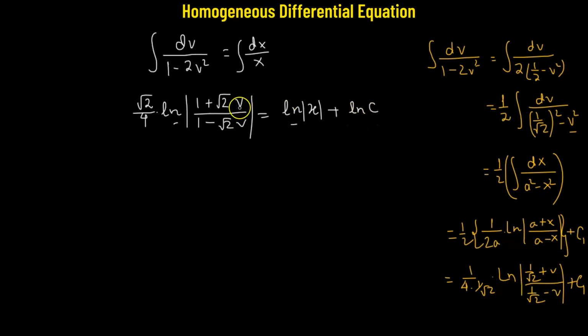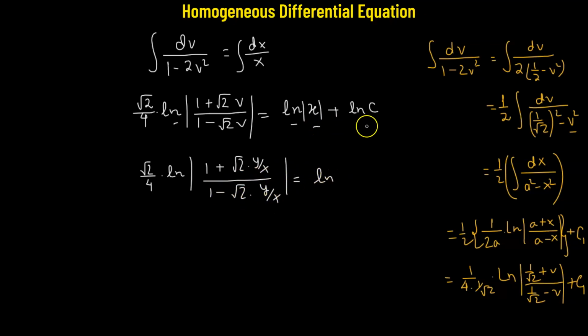Right. Now we will substitute the value of v with y over x. So this is square root of 2 over 4 times natural log of (1 plus square root of 2 times y over x) divided by (1 minus square root of 2 times y over x), which equals natural log of... Here we can use the property of logarithm to combine the sum of two logarithms, which will be simply log of the absolute value of x times c. Fine. Now what we can do, we can take the square root of 2 over 4 to this side by multiplying each side of this equation by 4 over square root of 2.